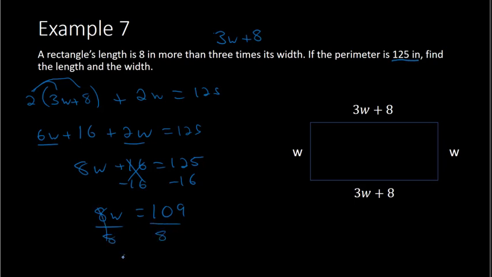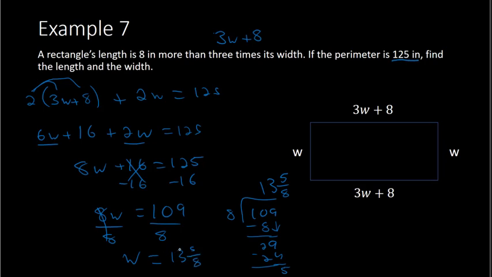And when I do that on the left, I have w. And on the right, I do 109 divided by 8. I get 1 times 8 is 8. Subtract, bring down the 9. And then I have 3. 3 times 8 is 24. Subtract, I have 5. So my remainder is 5. Write that over the 8. So my answer is 13 and 5 over 8. So that is the width, 13 and 5 over 8.